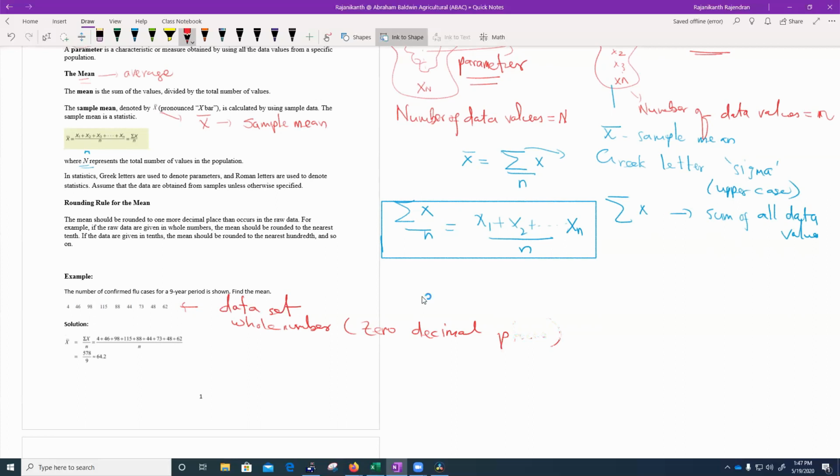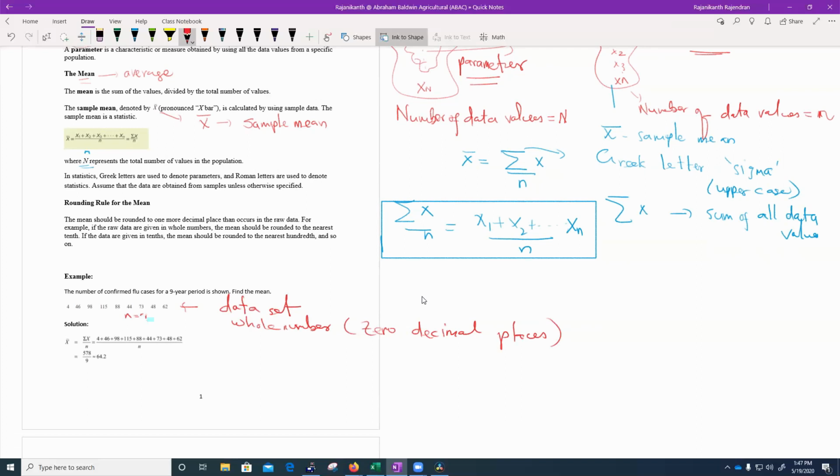Okay, so the notation says that the sample mean is summation x over n. So simply you are adding all the data values, right? And dividing by the number of data values. How many data values are given? 1, 2, 3, 4, 5, 6, 7, 8, 9. 9 data values. Therefore, little n is 9 in this case. So simply I am adding all the values and dividing by 9.